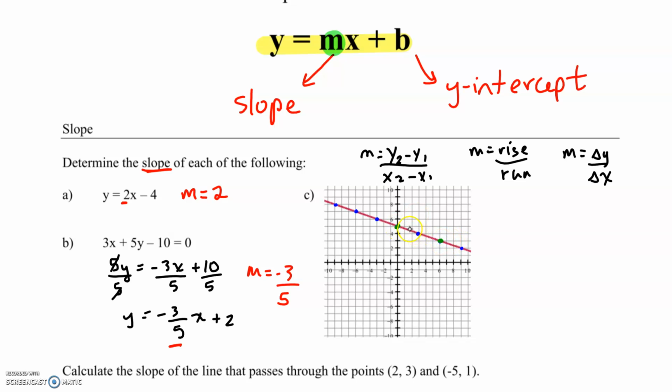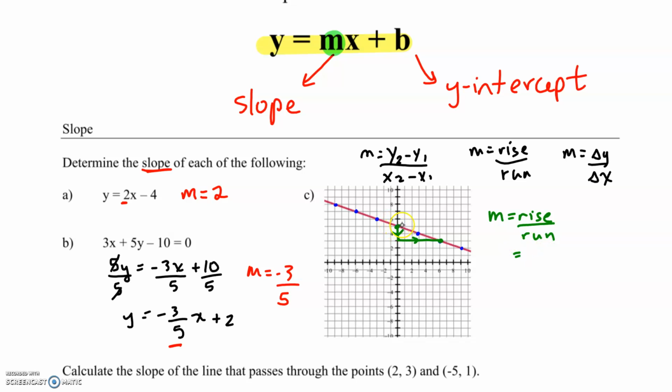So I'm going to use rise over run. To use rise over run, you have to draw yourself a right triangle, and I can see this is my rise, and it's going down, and this is my run, it's going to the right. So I'll start by doing my formula, m equals rise over run.